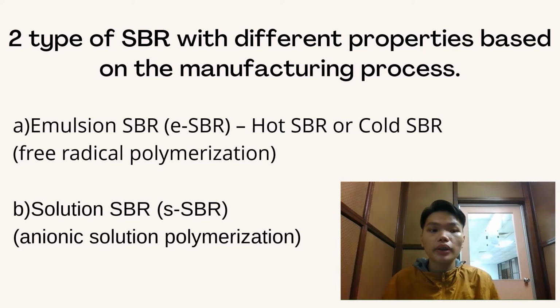We're responsible for finding the best elastomer ingredient for our company product. After having researched, we found that SBR is the best elastomer ingredient for our company product. We found that there are two types of SBR with different properties based on the manufacturing process. The first one is emulsion SBR, which is formed through free radical polymerization, while the other one is solution SBR, which is formed through anionic solution polymerization.